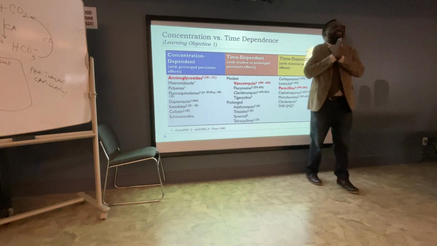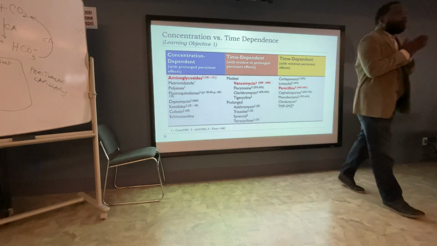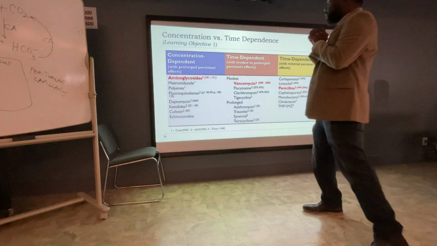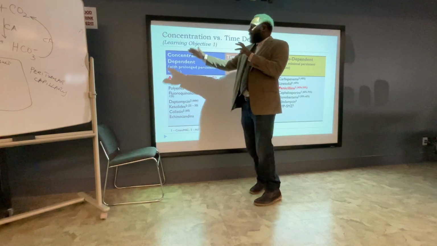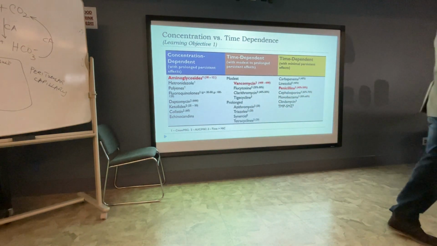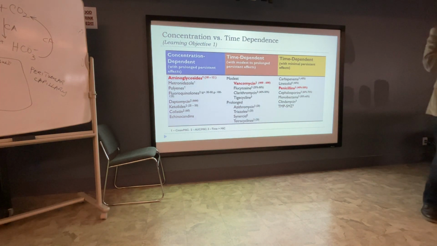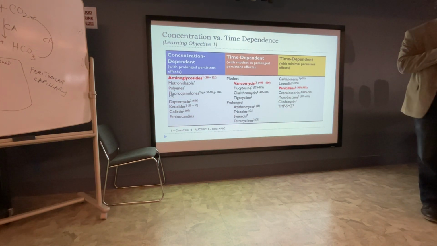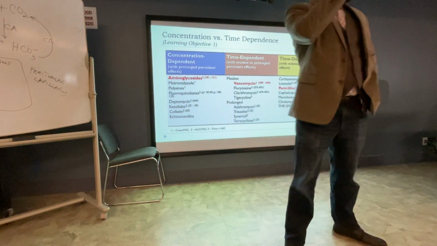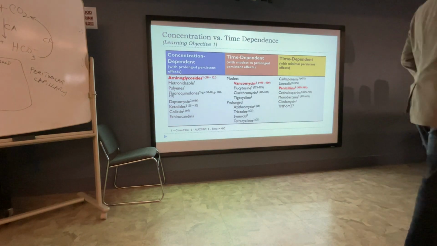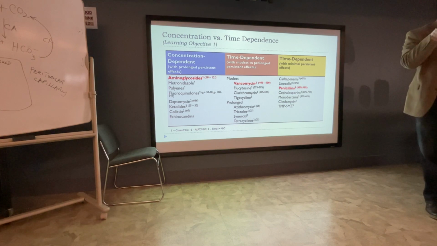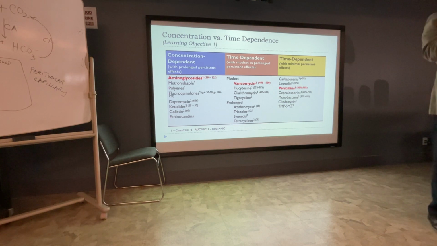B is dosing interval. C is time of the infusion. For the concentration dependent antibiotics, if you haven't reached your goal, I'm trying to be not tricky. If you haven't reached your goal plasma concentration, I don't want to give away the answer. If you haven't reached your goal plasma concentration, which would you want to adjust?